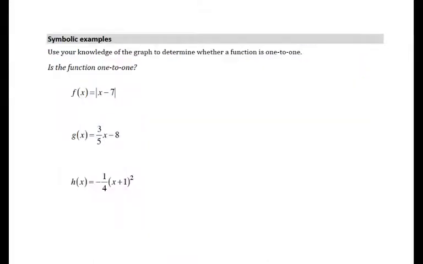For functions defined symbolically, it's usually easiest to refer to what we already know about the graph of that function. We don't have to draw a perfect graph to be able to determine whether the function is one-to-one. In this first example, f of x equals the absolute value of x minus 7. This would be an absolute value graph that is shifted right 7, so we would expect this to have a V shape. I can tell that a V shape that's oriented up or down, like these absolute value functions, would not pass the horizontal line test. So this function is not one-to-one, and therefore it does not have an inverse.